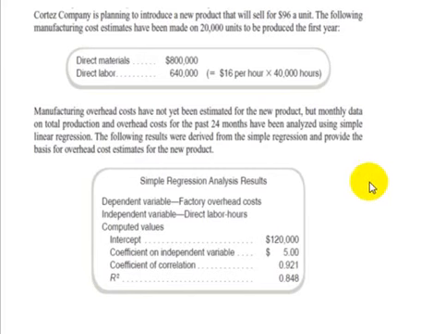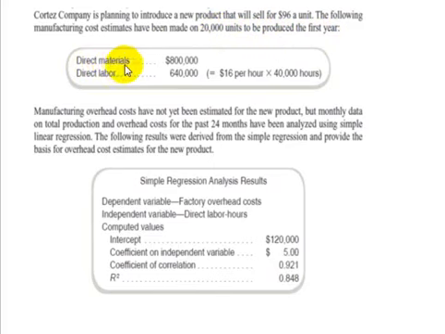In this lecture we will take some applications or some exercises on chapter 5. Exercise number 1. Curtis Company is planning to introduce a new product that will sell for $96 a unit. The following manufacturing cost estimates have been made on 20,000 units to be produced the first year.